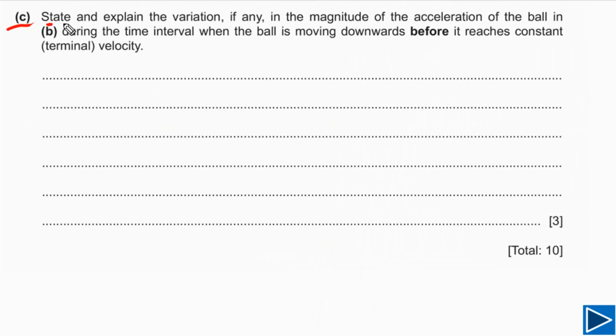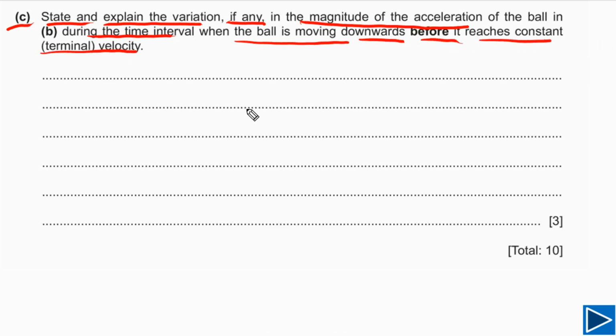Part C is asking us to state and explain the variation, if any, in the magnitude of the acceleration during the time interval when the ball is moving downwards but before it reaches constant terminal velocity. Let's try to understand this one with the help of this simple sketch. At the beginning, it was given to us that the ball has 0 velocity and the force acting on the ball at this point is only the force of gravity.